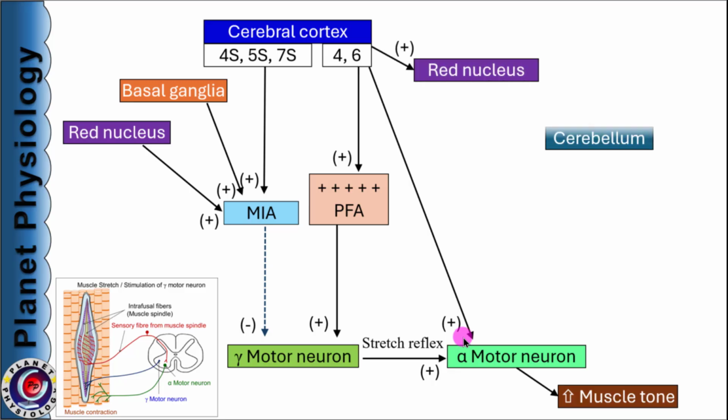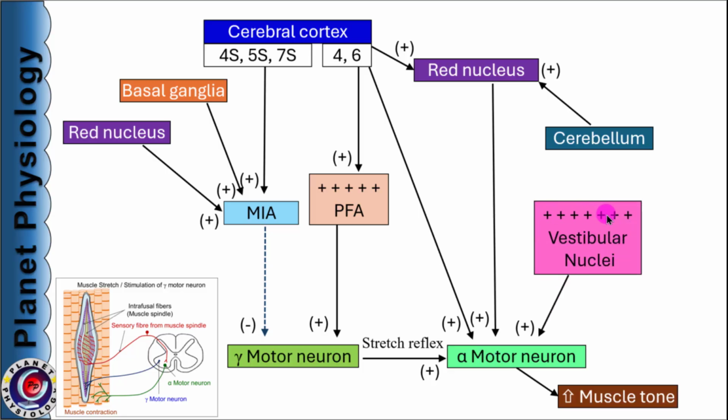It leads to increase in muscle tone, especially in the flexors of distal limb. Red nucleus receives excitatory signals from motor cortex as well as from cerebellum, and it, via rubrospinal tract, stimulates alpha motor neurons to increase the flexor muscle tone. Vestibular nuclei are also intrinsically active as indicated by the plus signs. They stimulate alpha motor neurons via vestibulospinal tract and increase the tone. Activity of the vestibular nuclei is kept under check by the cerebellum.